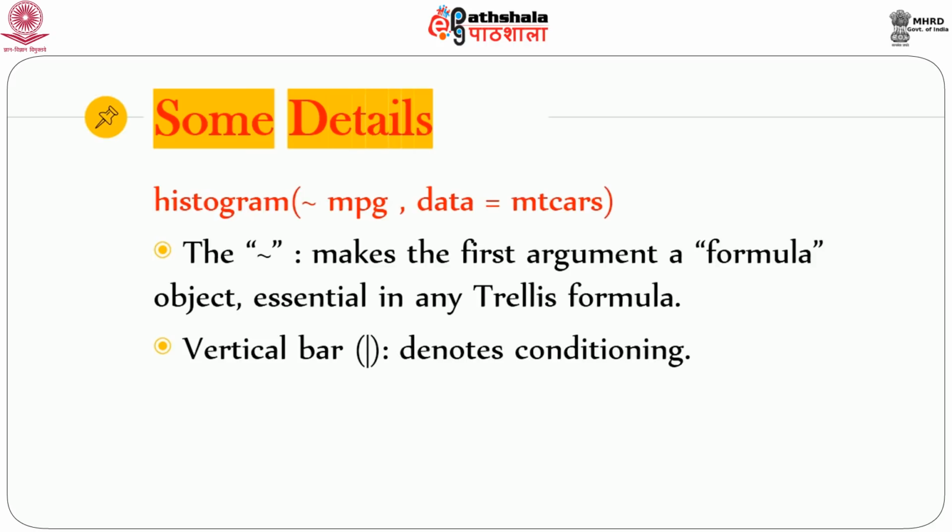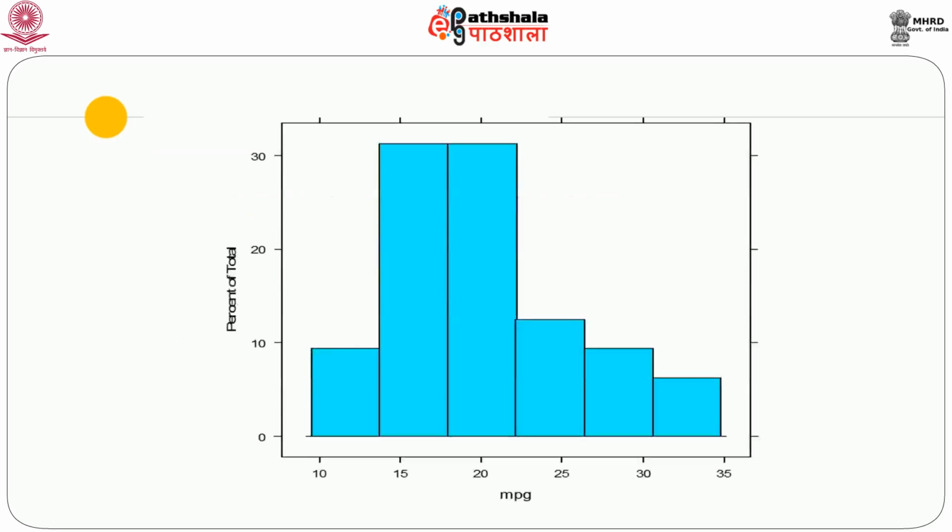In the formula, the left panel consists of the primary variable that is involved in each of the panels, like the variable MPG here in case of the mtcars dataset that we are considering. So look at the output that we are having here. Since we haven't specified any conditioning variable, as we can guess, we have only one histogram here for the variable MPG. It's quite obvious.